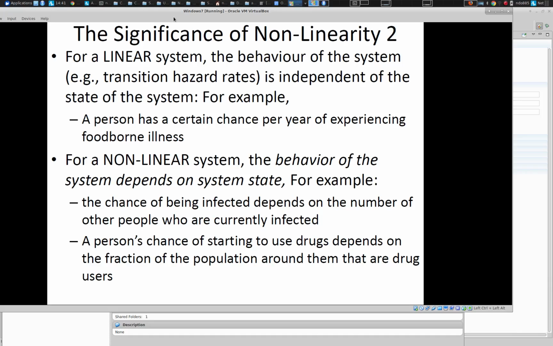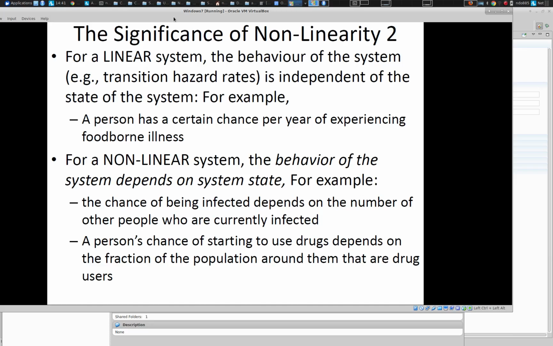Okay, so you may remember that when it comes to nonlinearity, one of the defining characteristics of a nonlinear system is one where the behavior depends on the state of the system. So it's not merely, as with susceptibles, that you have a certain chance per unit time of getting infected. It actually depends on the number of people that are infected already. So the probability of making a transition depends on the current state of the system, in that case, the number of infectives.